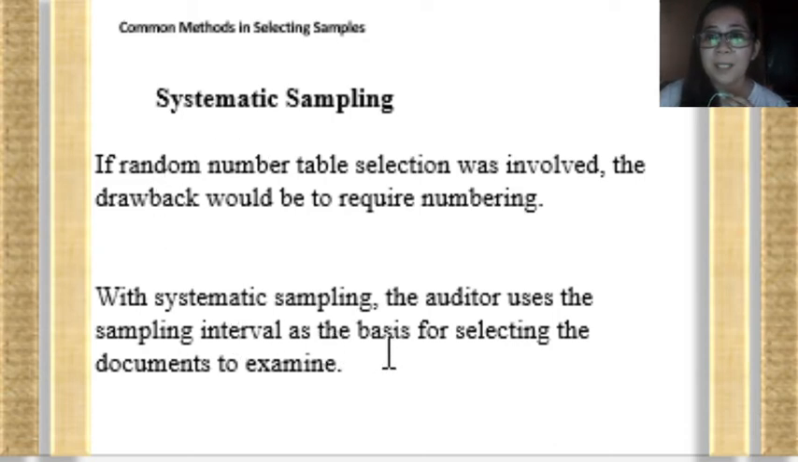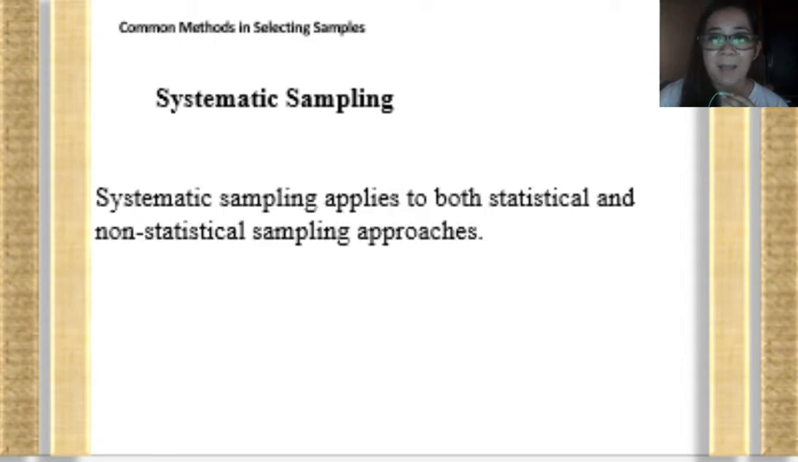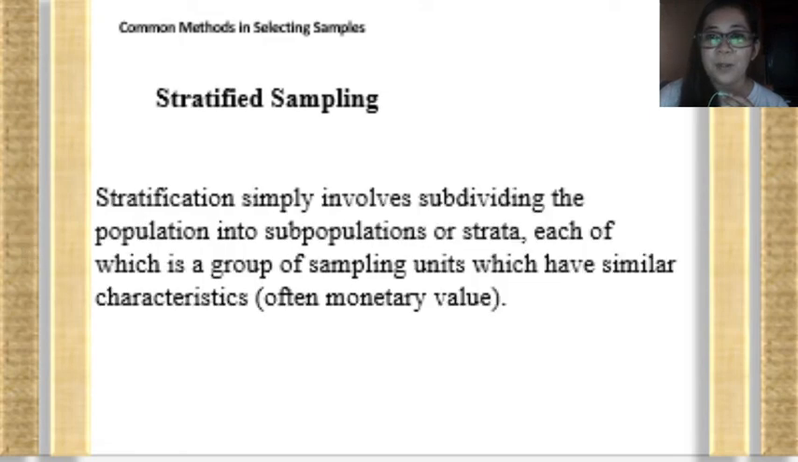So with systematic sampling, the auditor uses the sampling interval only as a basis for selecting the documents to be examined. Systematic sampling normally applies to both statistical and non-statistical sampling. The next method is stratified sampling.